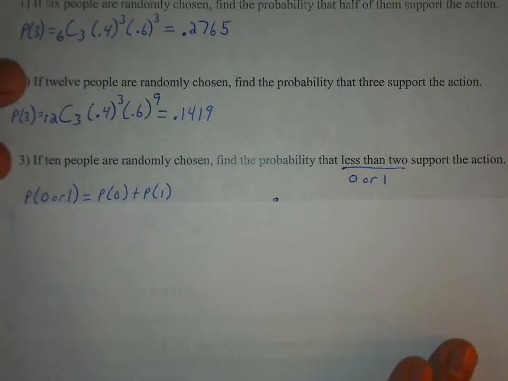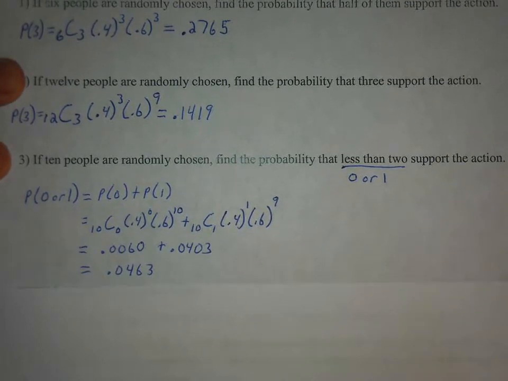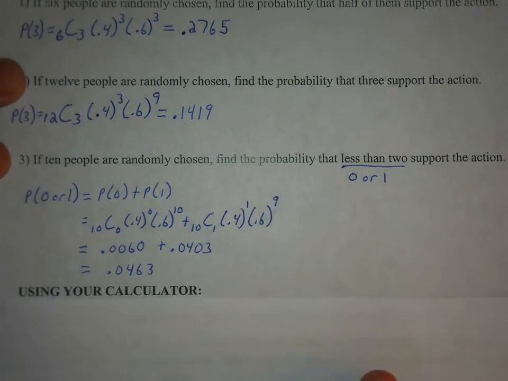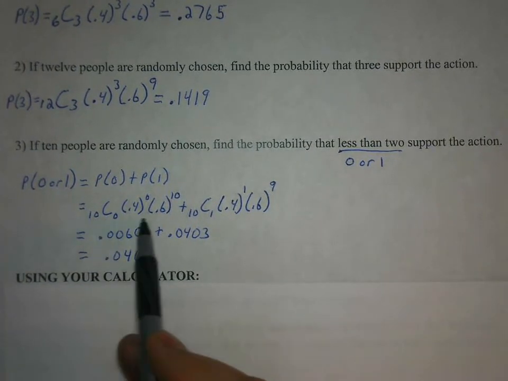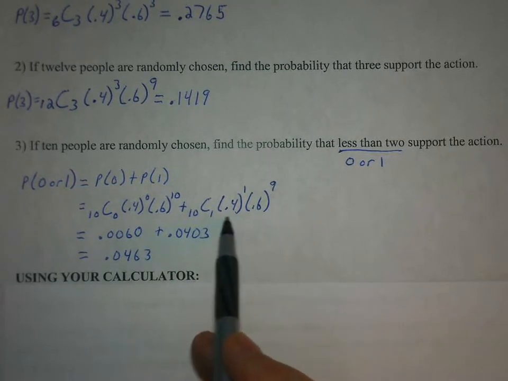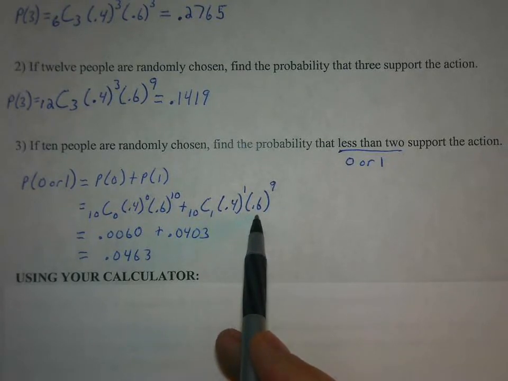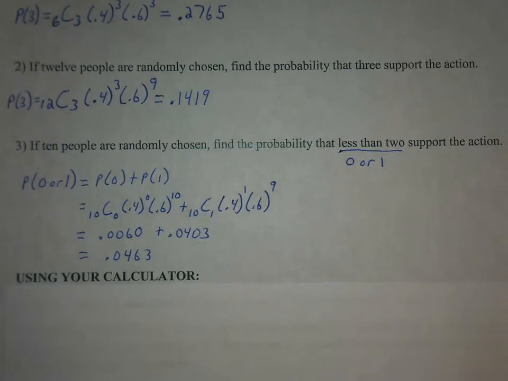Okay, and I'll show the answer for that so you can see what you get. Okay, so this first part here is having exactly 0 people support the action. And then this part here is having exactly 1 support the action. Add those together, you get about 4.6%.